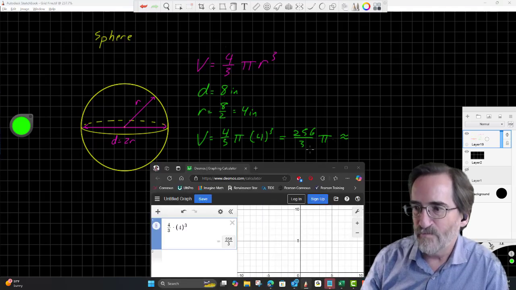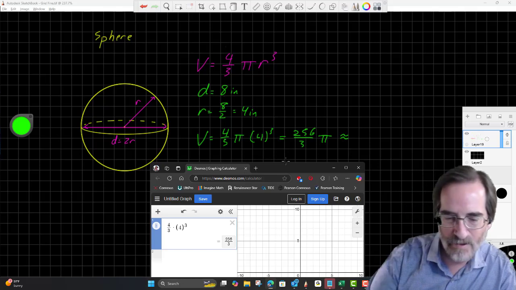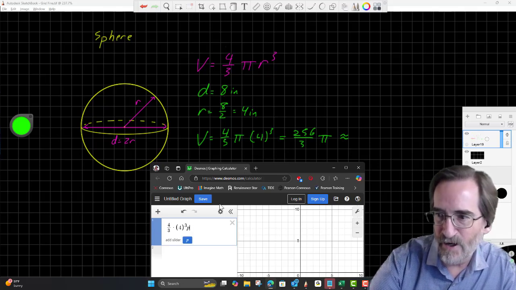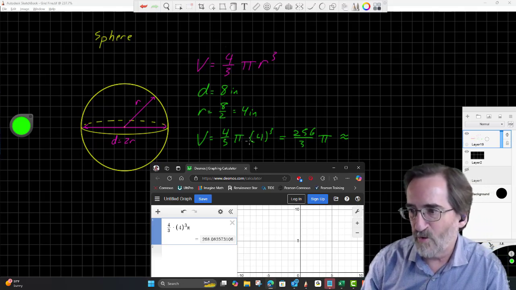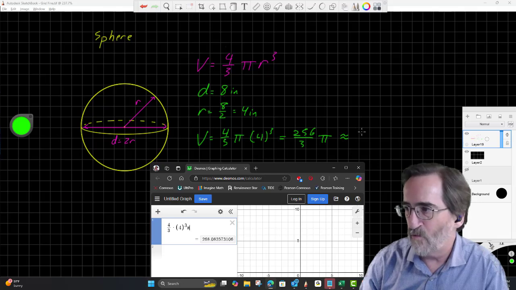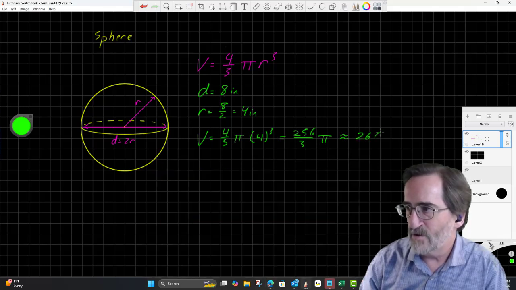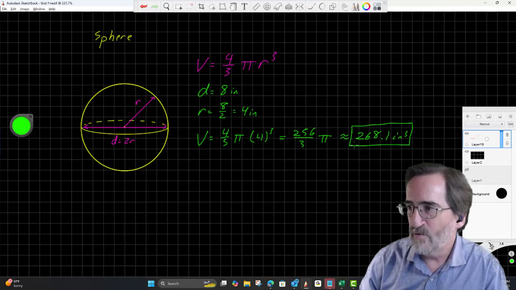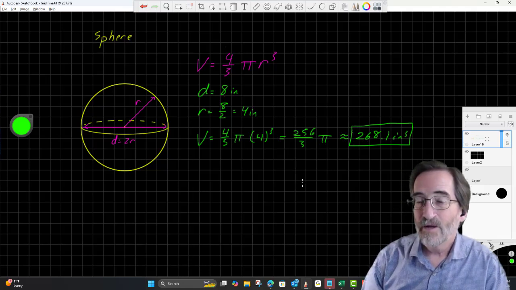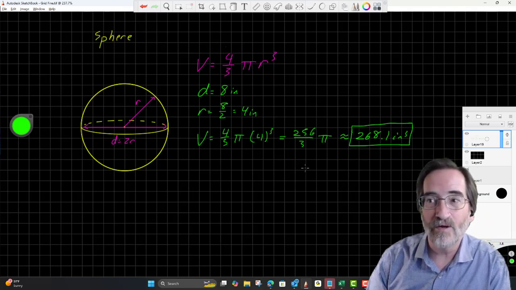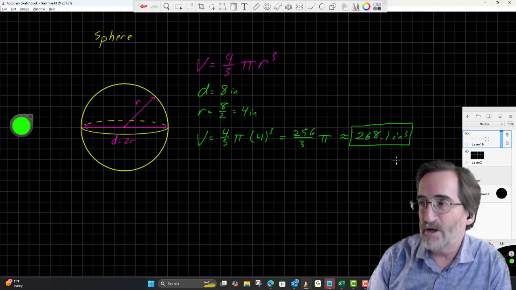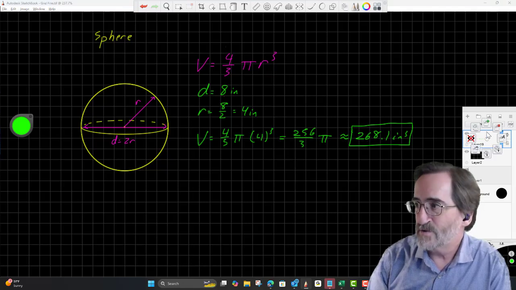Approximate form here, let's put pi back in the formula, times pi, and we get 268.08, or 268.1 to the nearest tenth cubic inches. So exact form or approximate form. Now, just like the other lessons, you can also be given the volume and be asked to find the radius or the diameter. Let's go ahead and do one of those.